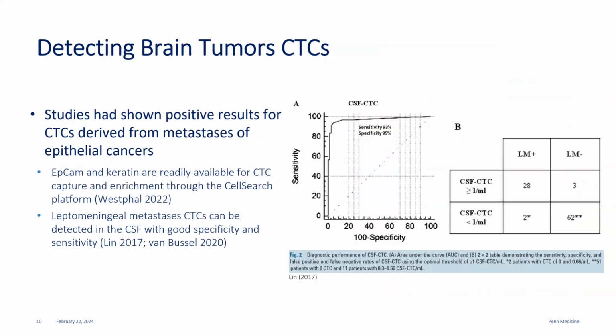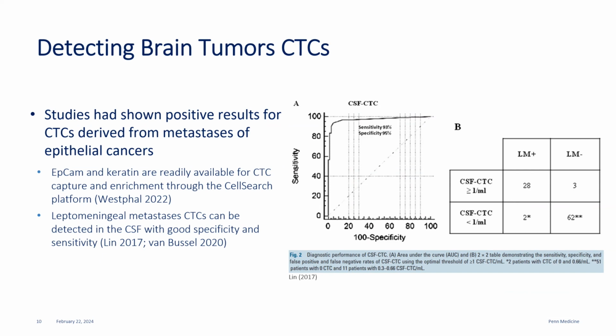In addition to circulating tumor DNA, circulating tumor cells are also widely studied. Can we find CTCs derived from brain tumors? Studies to date have shown positive results in detecting CTCs derived from metastasis of epithelial cancers to the CNS. This is in part due to the availability of epithelial surface markers such as EpCAM and keratin as a part of the CellSearch system, which is the only FDA-approved CTC detection platform to date.